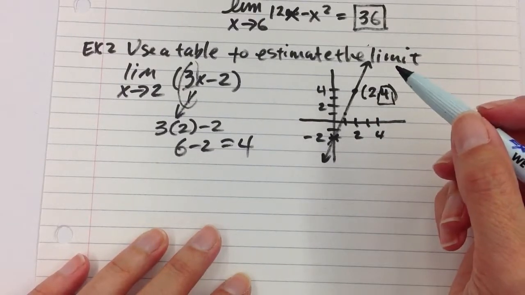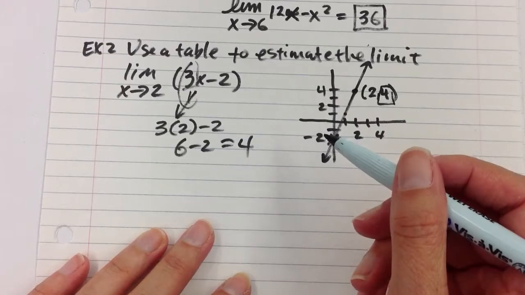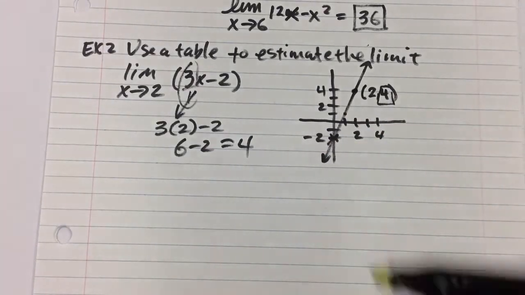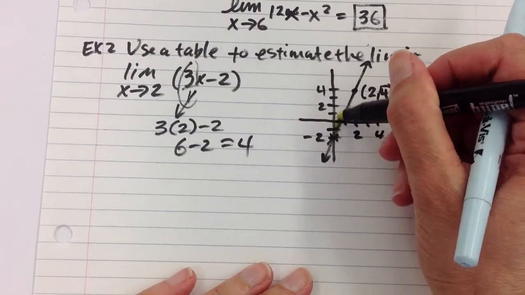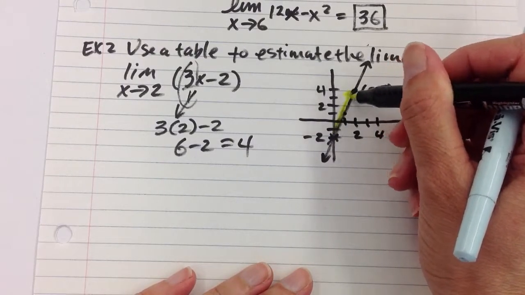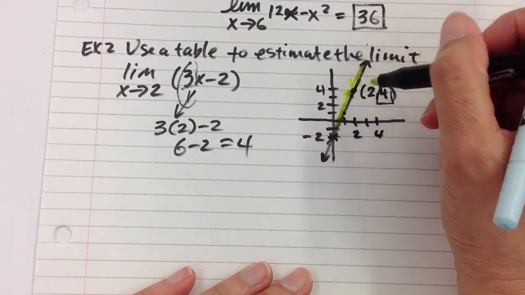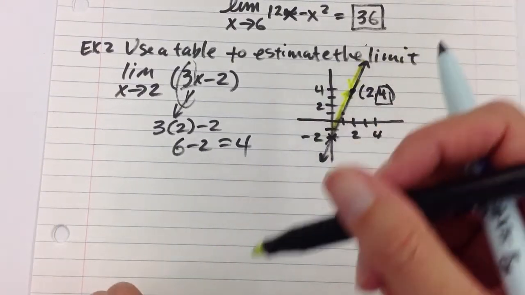But what's the purpose of limits if we just plug them in? Well, sometimes it doesn't work that way. What we want to look at is what's happening to the line when we come in from the left side of the point and we come in from the right side of the point. Is it approaching the same number? 4. Yes, it is. Okay.